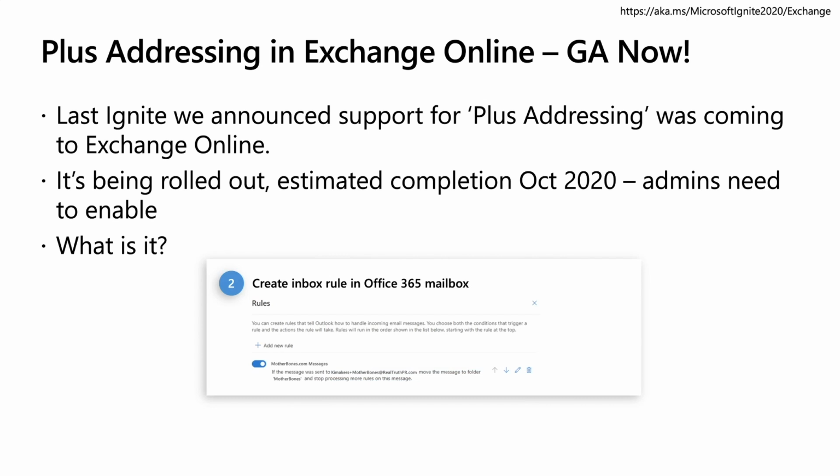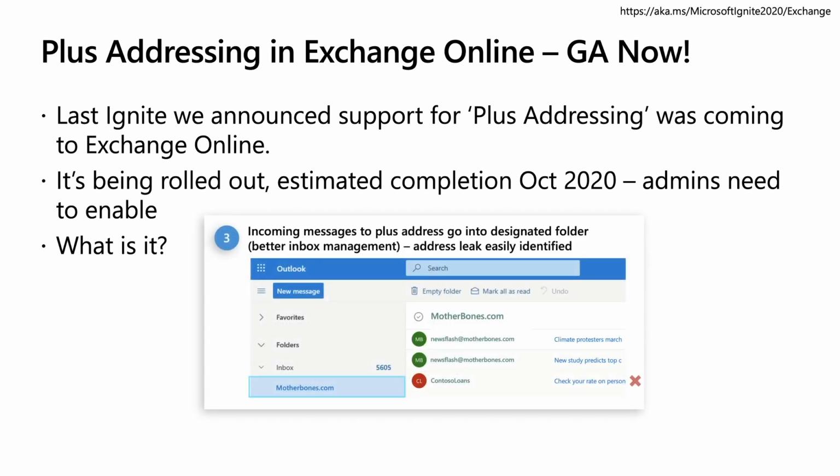And really where the power comes in, of course, is you could create a folder and funnel all the mail sent to that particular email address to that folder. You'd expect it to only be the Motherbones newsletters or Motherbones-related information. So when something else starts showing up in there, like a Contoso Loans email, you know how they got your email address, and then you can perhaps choose to take action.